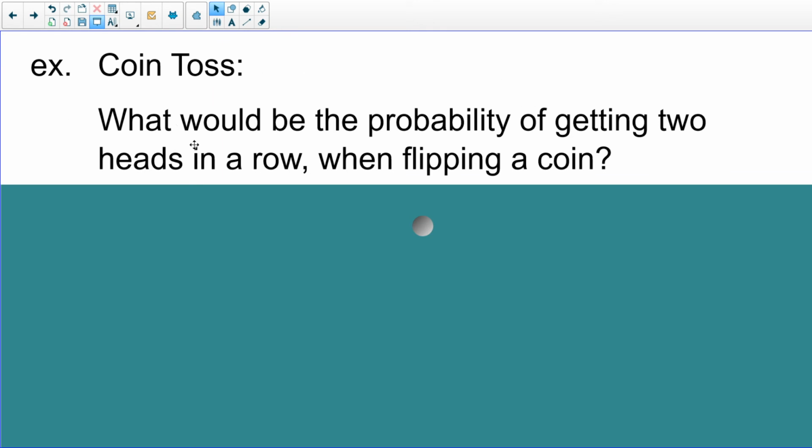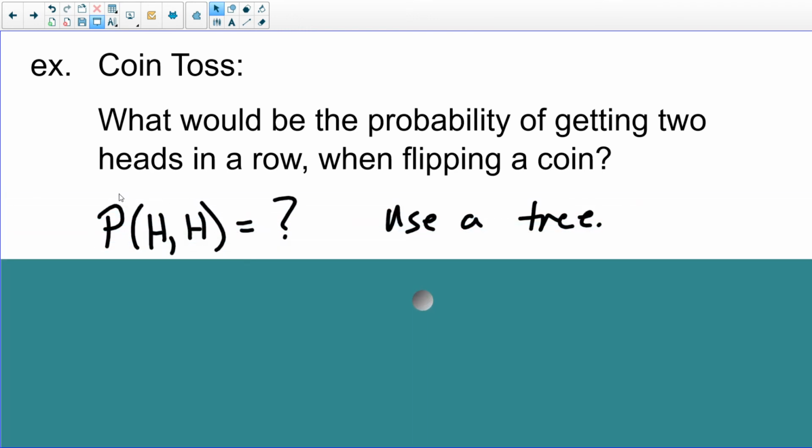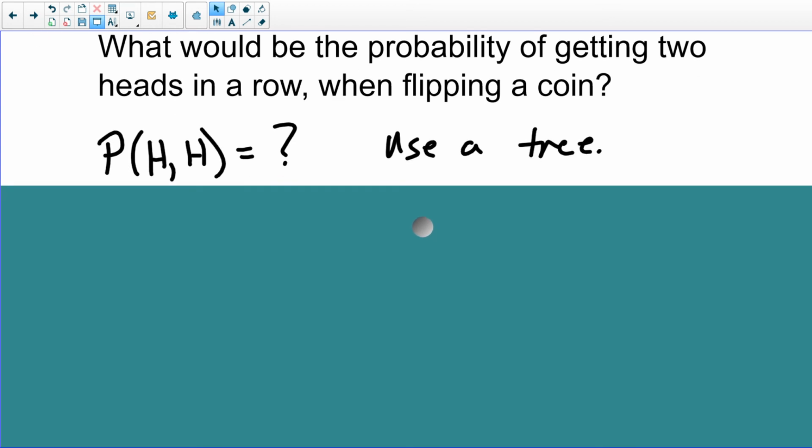Let's look at another example. This one might be actually a little bit easier. What about coin tosses? So what would be the probability of getting 2 heads in a row when flipping a coin? Well, the way we would write that, this is one way. You could write 2 heads in a row here, but probability of heads, right? That should make sense. And what would the tree look like?